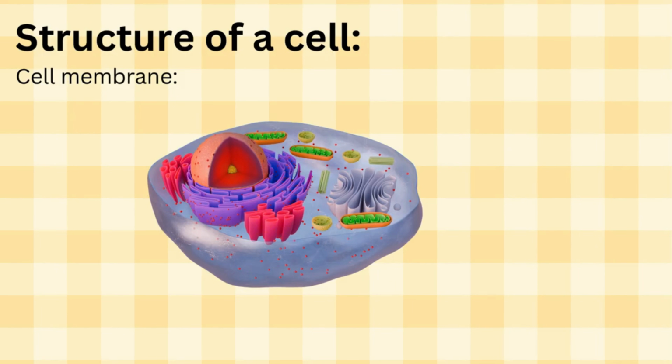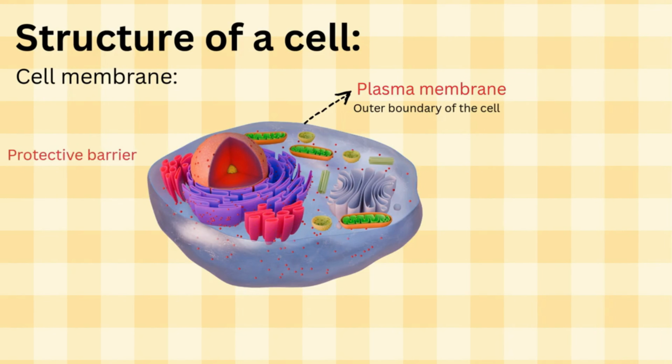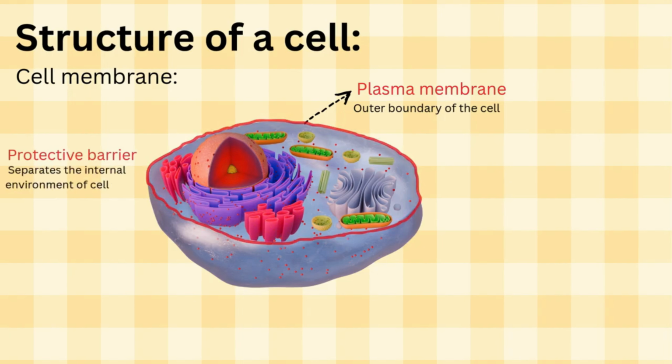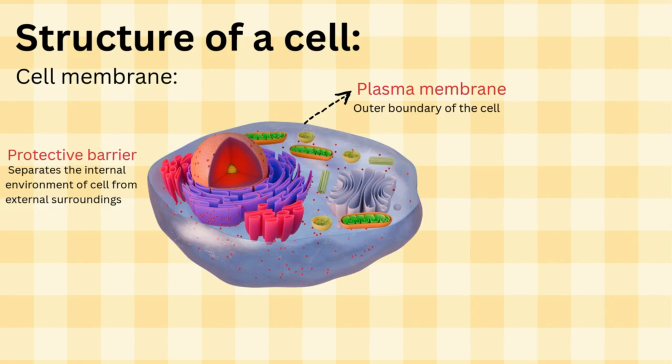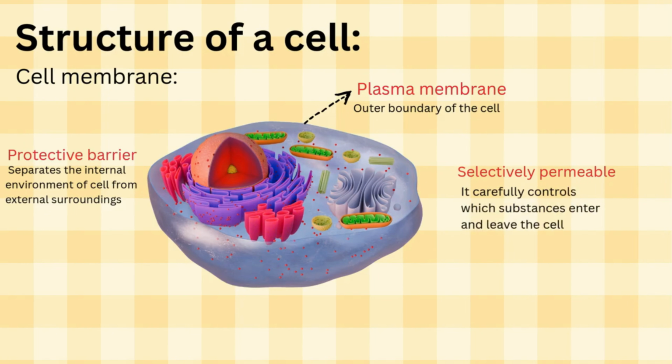The cell membrane, also known as the plasma membrane, forms the outer boundary of the cell. It acts as a protective barrier that separates the internal environment of the cell from the external surroundings. However, the cell membrane is not just a simple wall. It is selectively permeable, which means it carefully controls which substances enter and leave the cell. In this way, the cell membrane helps maintain the internal balance of the cell.